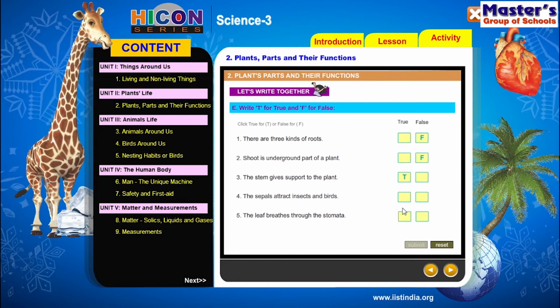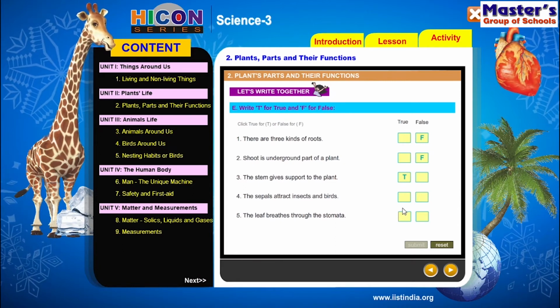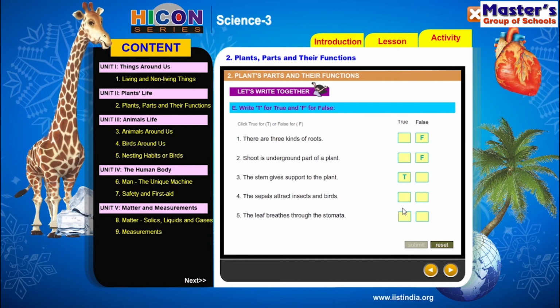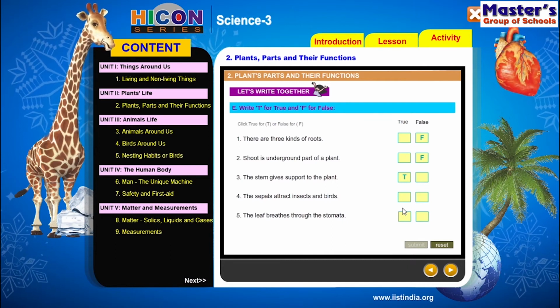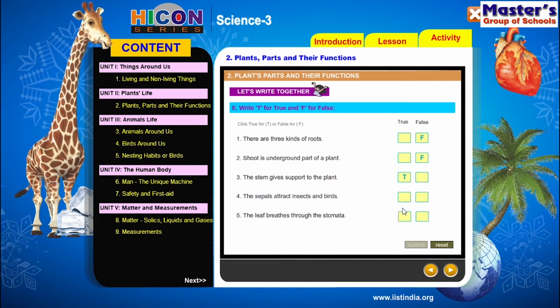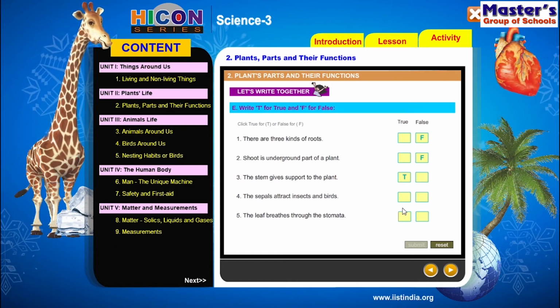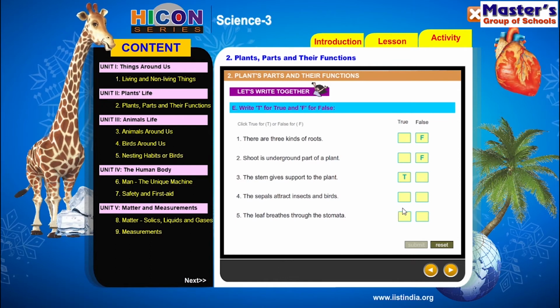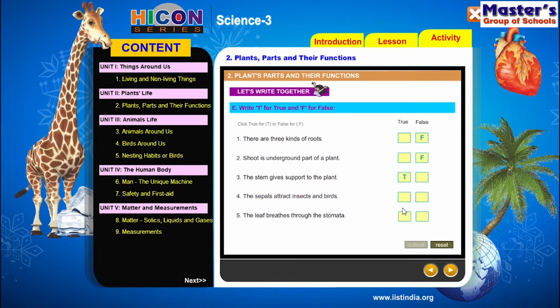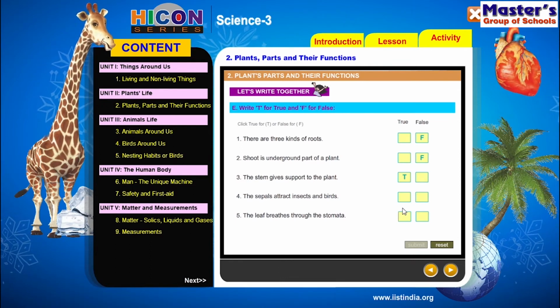The sepals attract insects and birds. So children, the sepals attract insects, birds. Is it correct? No. Because sepals give protection for the flower when it is a bud. But petals will attract the insects. So here the fourth sentence is wrong.